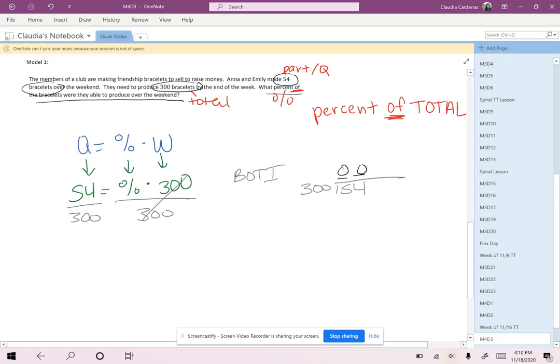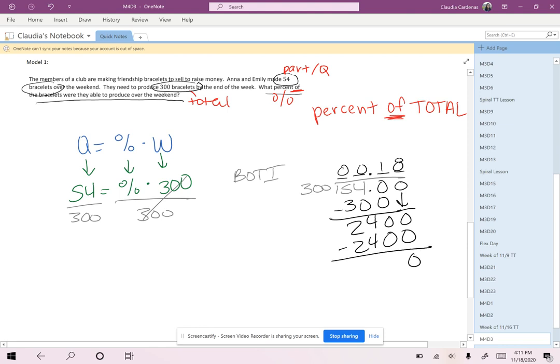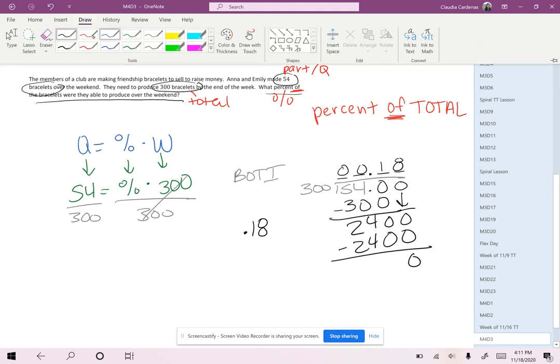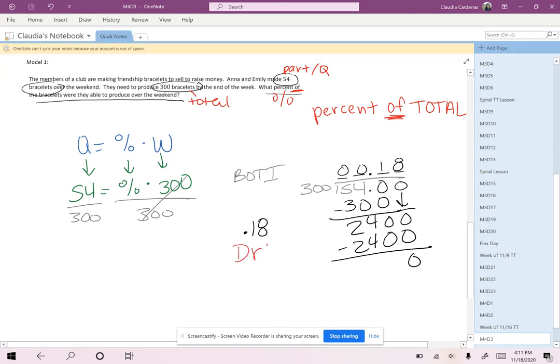Putting our seats, we know 300 goes into 54 0 times. So let's add a decimal and a seat. And 300 goes into 540 one time. We would add a 0, bring it down, and 300 goes into 2400 8 times because 8 times 3 is 24, and put the 2 zeros behind it. So we have a decimal of 0.18. But since we are trying to find the percent, we know, using Dr. Pepper, to move the decimal point 2 places to the right, and our percentage is 18%.